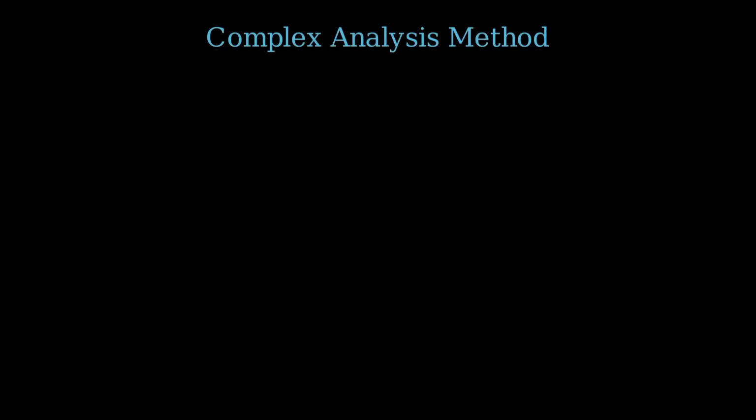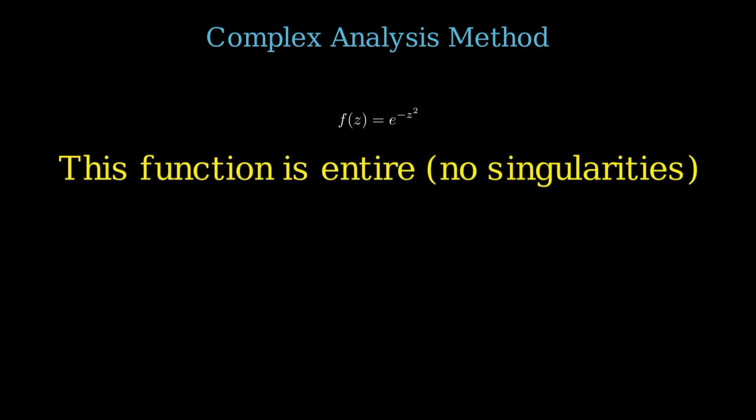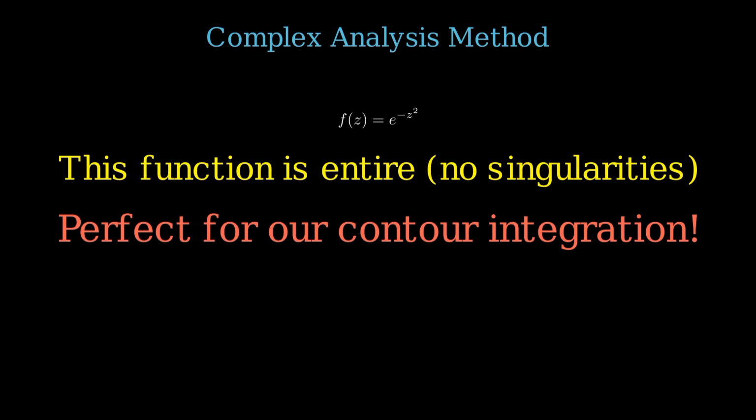It's like math magic. We're going to work with a function in the complex plane, f of z equals e to the negative z squared. This function is super nice because it's entire, meaning it has no singularities or trouble spots anywhere in the complex plane. That's perfect for what we're about to do.